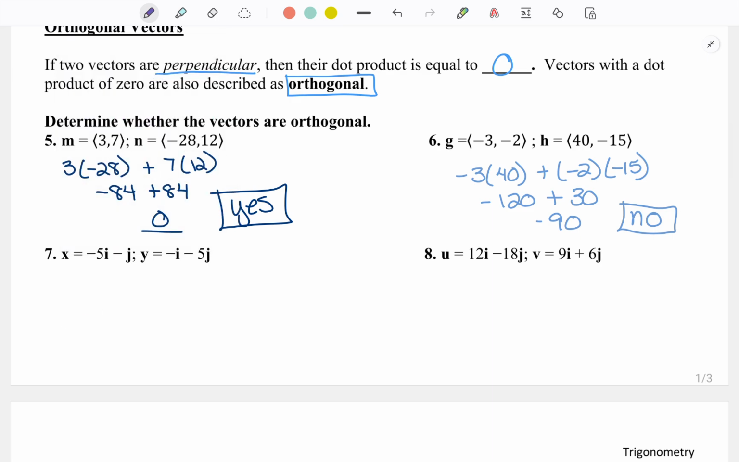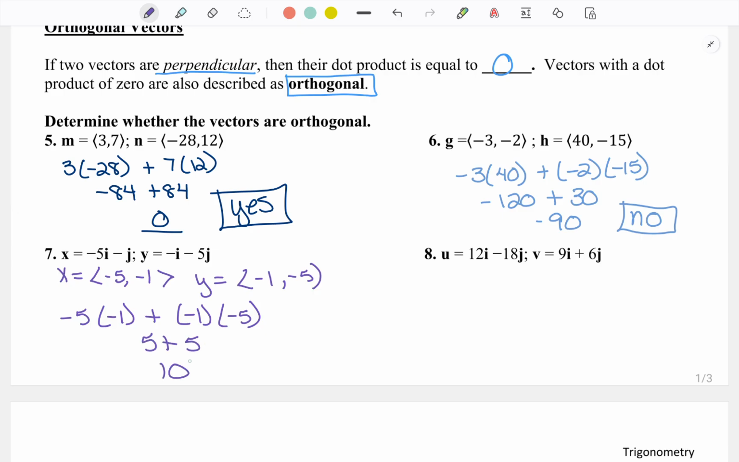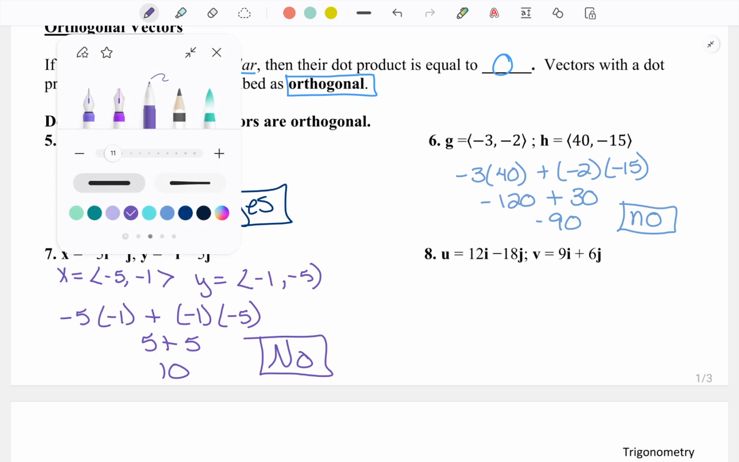Then on number 7, we have linear combinations. So we're just going to change that really quick to component form. So we have x as negative 5 and negative 1. And then we have y equals negative 1 and negative 5. So we are going to have negative 5 times negative 1 plus negative 1 times negative 5. So this gives us 5 plus 5, which is 10. So no, these are not orthogonal vectors.